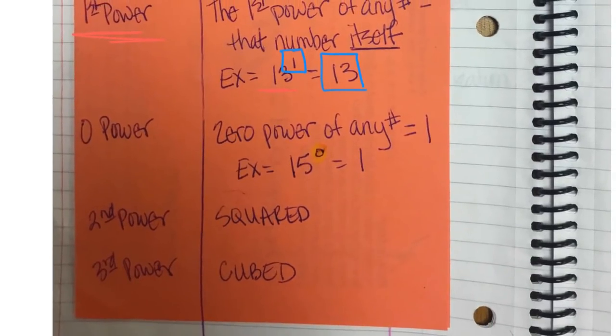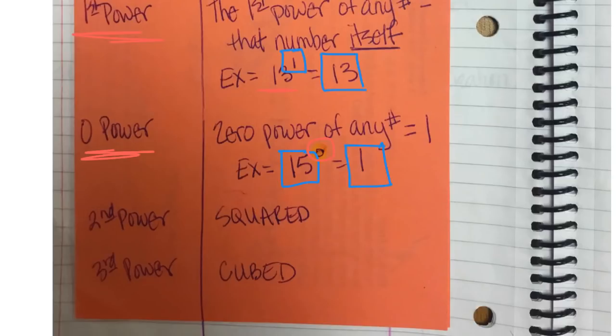Couple more. We have the 0 power rule. That means that whatever number is here, it doesn't matter what number is here. If you see the little tiny 0 exponent right there, then the answer is always going to be 1. That one's the weirdest one to me because I'm like, what? But anything raised to the 0 power with a 0 exponent, the answer is always going to be 1.